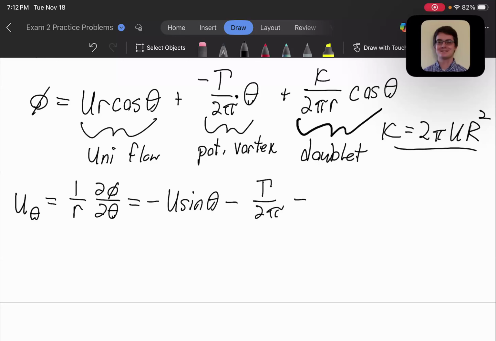Oh, you're right. Yeah, again, it's pretty easy to miss little things here, especially when there's a negative or a 1 over R out in front. So when we get to this, the cosine becomes negative sine. So you have negative U R squared over R squared sine theta.